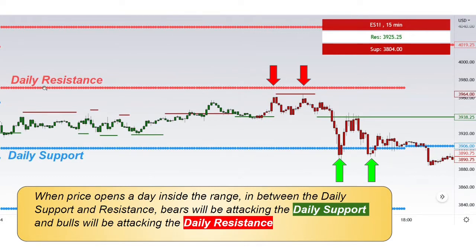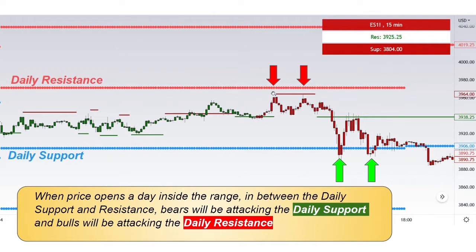So think about all those lines like a battleground. Bulls and bears compete for taking over those lines. And if one party fails, the other party counterattacks and tries to push price to another level. And this is an example.